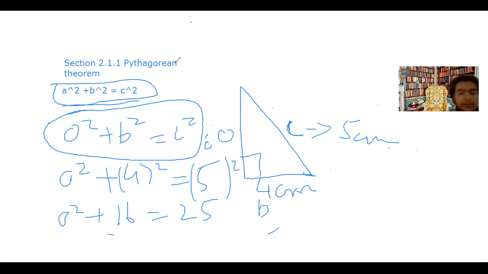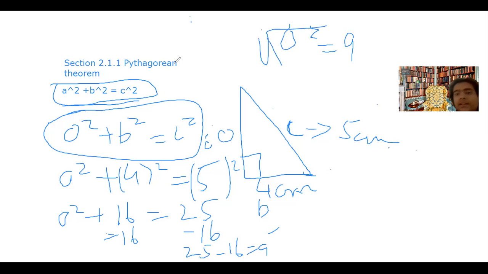After this, we're going to subtract 16 from this side, subtract 16 from this side. After that, we'll find the value. I'm just going to write it here because I don't have much space. So A squared would be equal to 9, because 25 minus 16 is equal to 9. So A squared would be 9. We're just going to square root both sides, and then we found the value of 3.